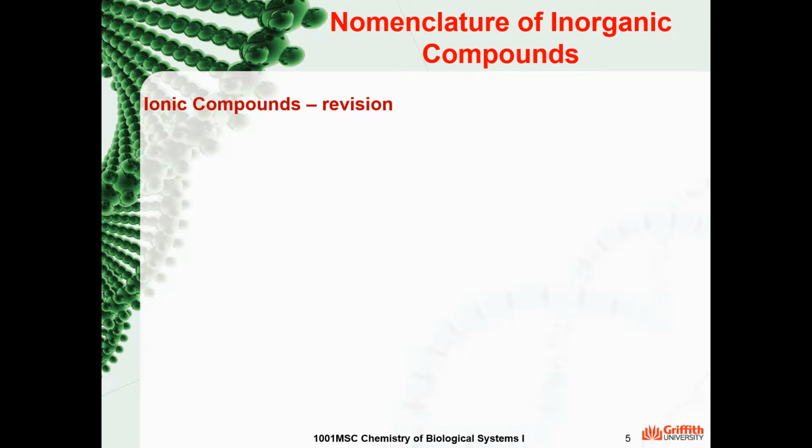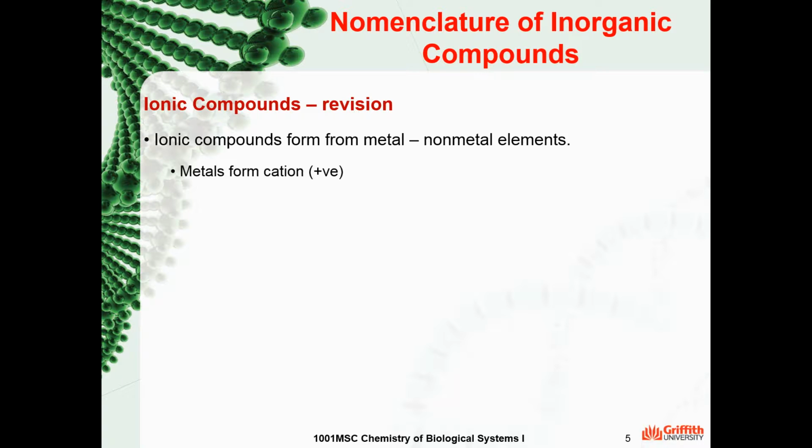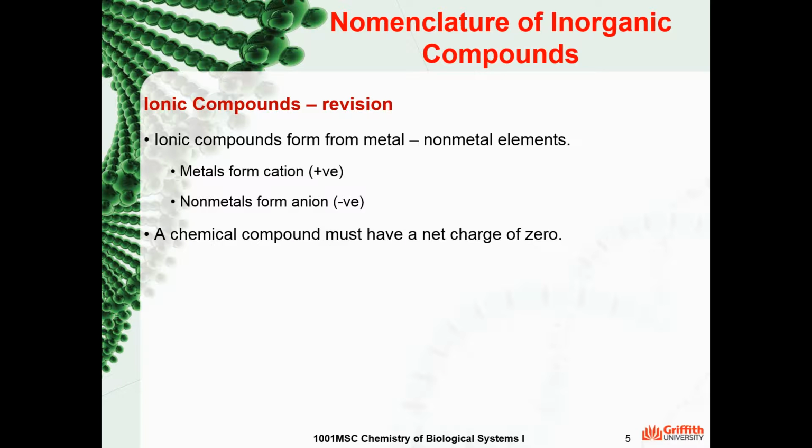Remember that we have two types of compounds, ionic and molecular. In Module 2, we mentioned that ionic compounds are formed when a metal binds to a non-metal. Metals form cations, so they carry a positive charge, and non-metals form anions and carry a negative charge. They then join together by the forces of attraction to form a compound with no charge. So the charge from the cation should neutralize the charge from the anion.